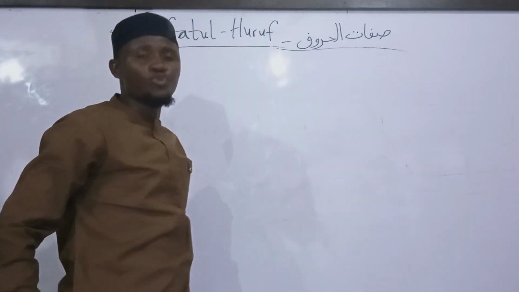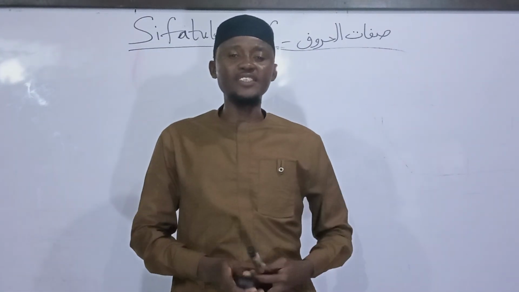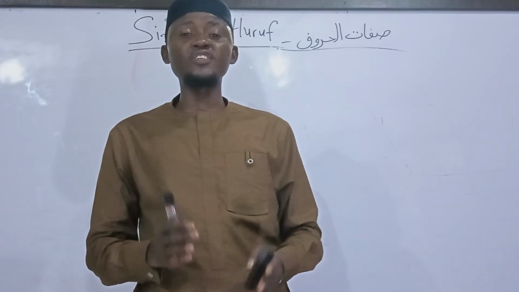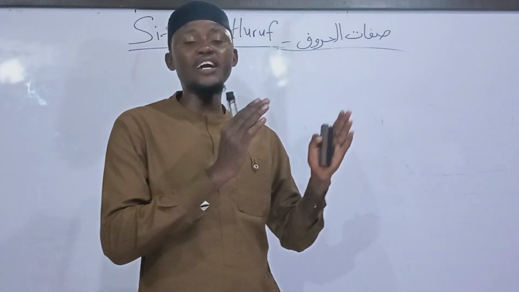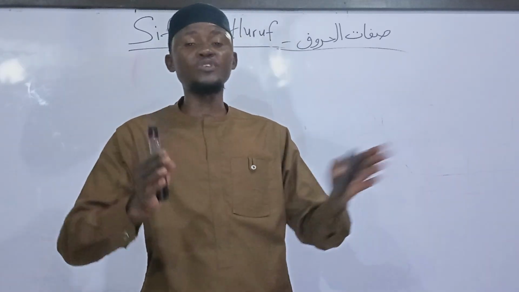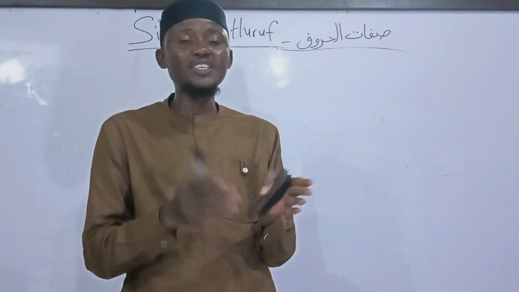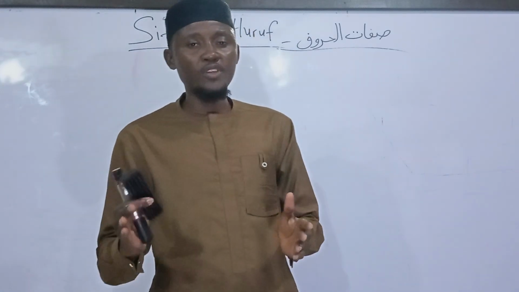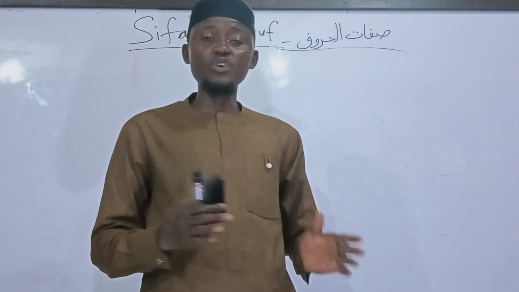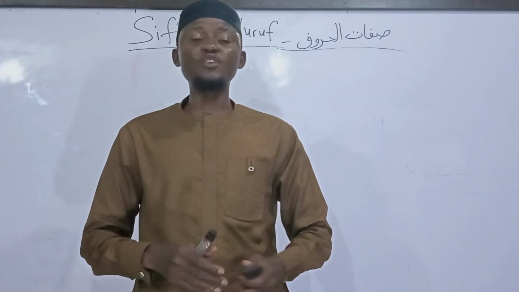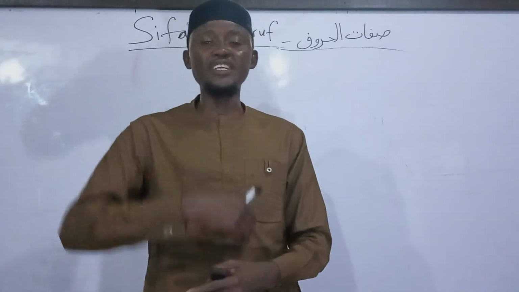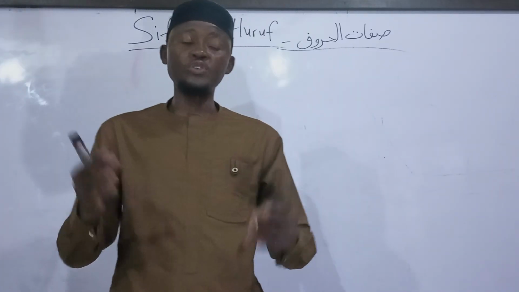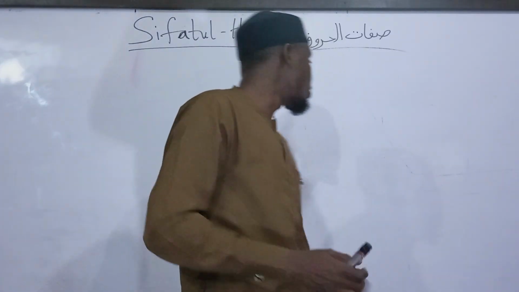Now for the Sifatul-Huruf, that is the attributes of letters, there are 2 categories of attributes of letters. We have one category where they have counterparts, they have opposites. The ones that have opposites mean that when a letter has one, it cannot have the other. And we also have another category, those that do not have counterparts. A letter can have one and also have another one. So let's start from those that have opposites. We'll deal with those ones today.